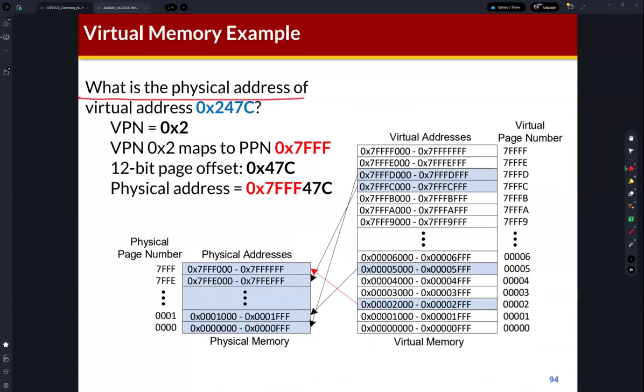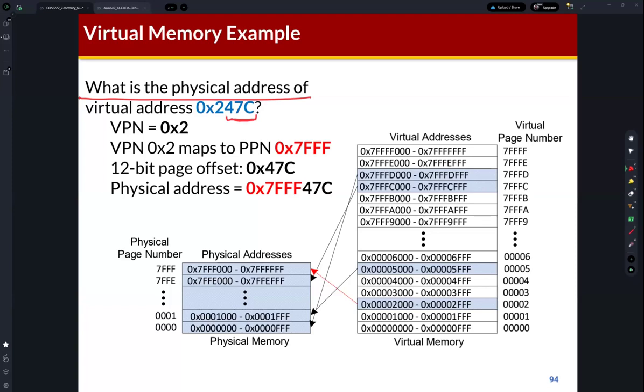What is the physical address of virtual address 247C? You know, this is a hexadecimal number. So what is the page offset part of this address? Because this is a hexadecimal number, we can select the 3 digits, right?